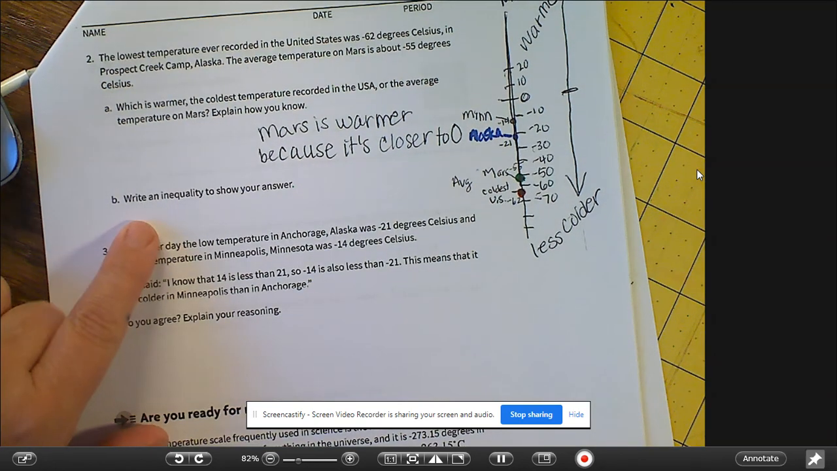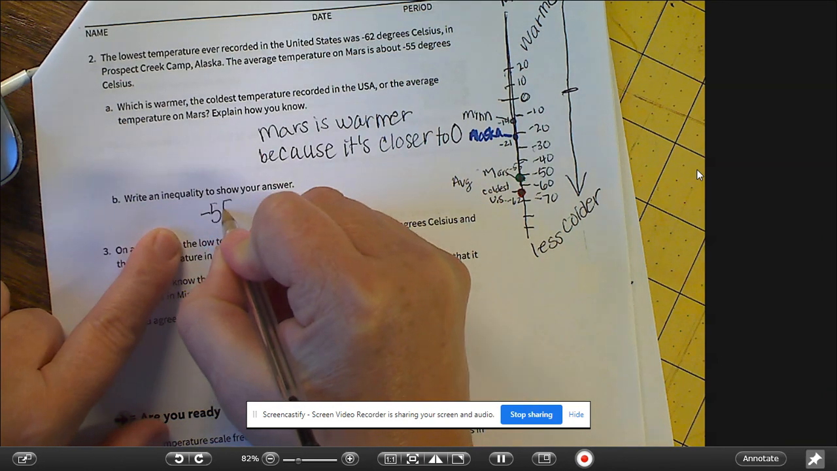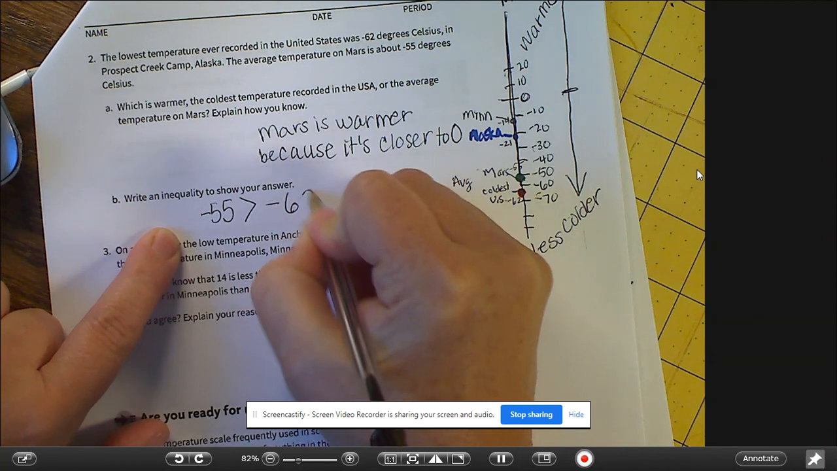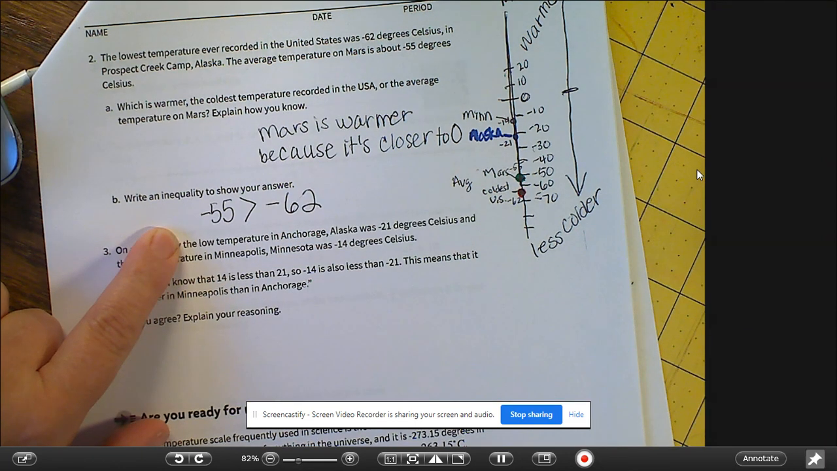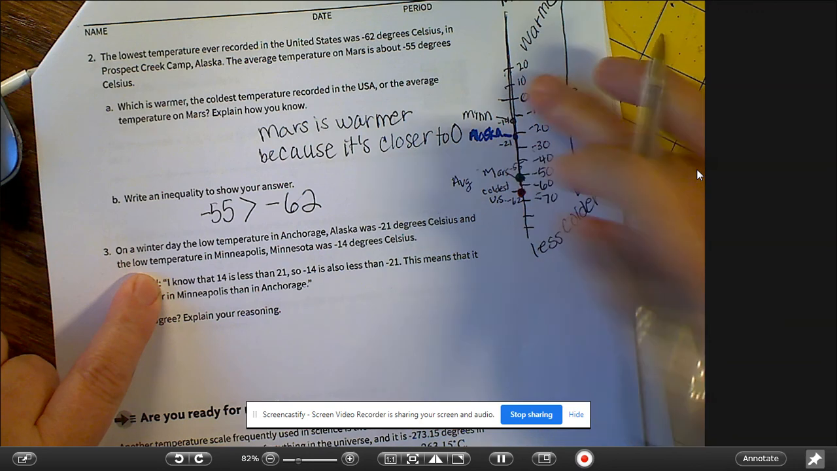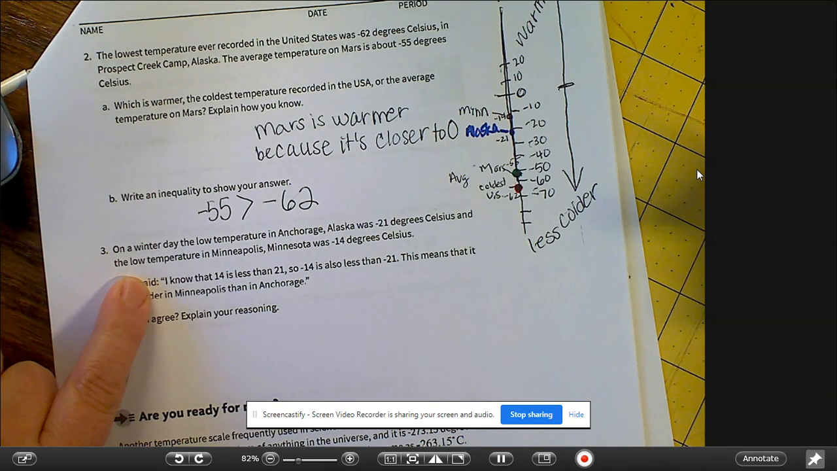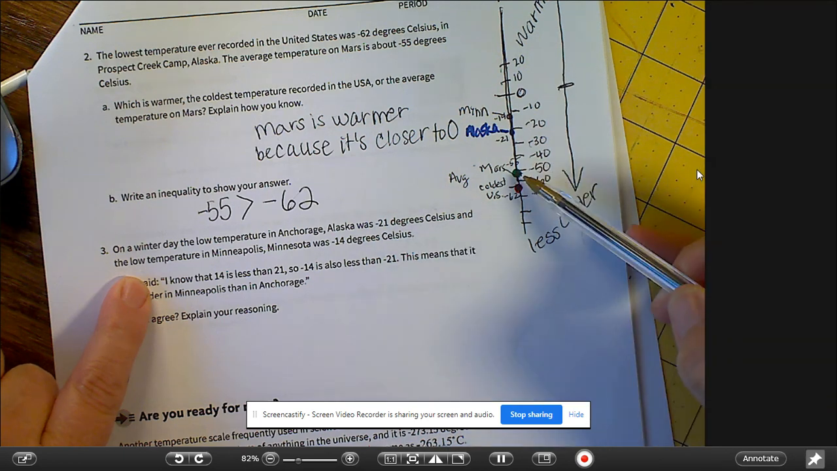Okay, write an inequality to show your answer. So we're going to say negative 55 is greater than negative 62 because it's further up this way. It's more. On a winter day, the low temperature in Anchorage, Alaska was negative 21.